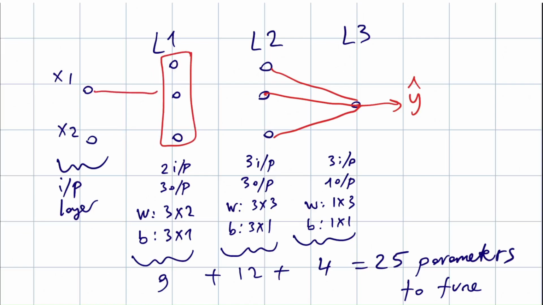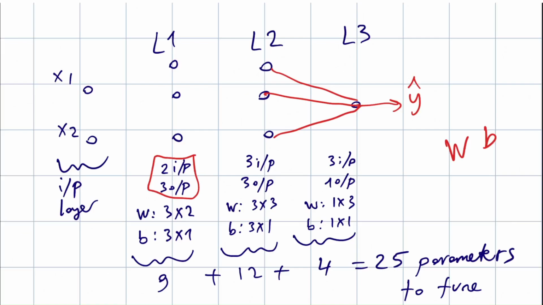Here we have two inputs entering layer 1, and three outputs: 1, 2, 3. Okay, that's great. By using those three parameters you can directly describe this layer, and in each layer we have W and B. I'm going to explain what they are.